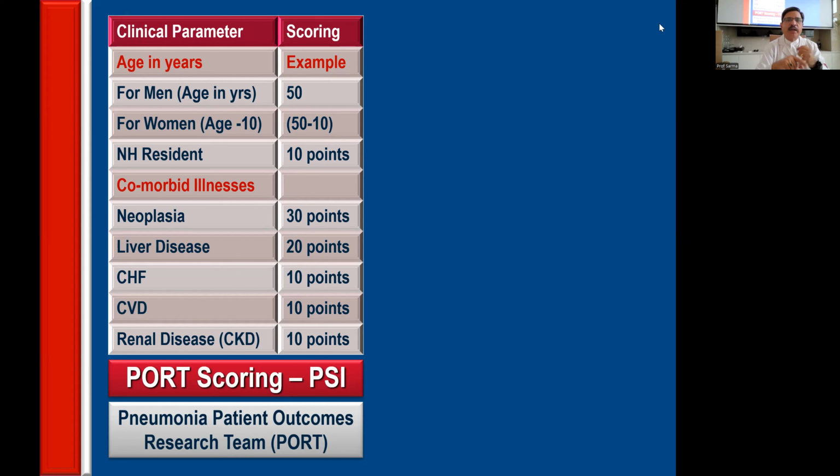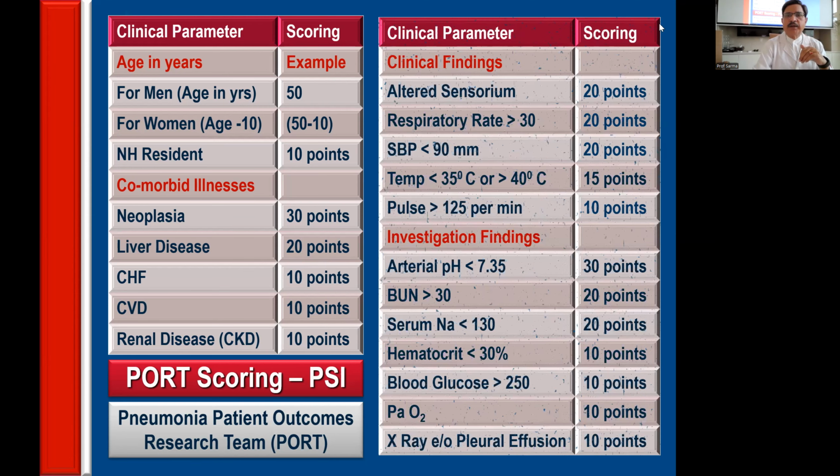Known patient of neoplasia, 30 points. Known patient of liver disease, 20 points. Congestive heart failure patient, 10 points. Cerebrovascular disease, 10 points. Renal disease, 10. Very simple. You don't require any blood test. Nothing is required for PSI scoring, just your clinical observation only. Then comes the other parameters that you add. Clinical parameters you have to add.